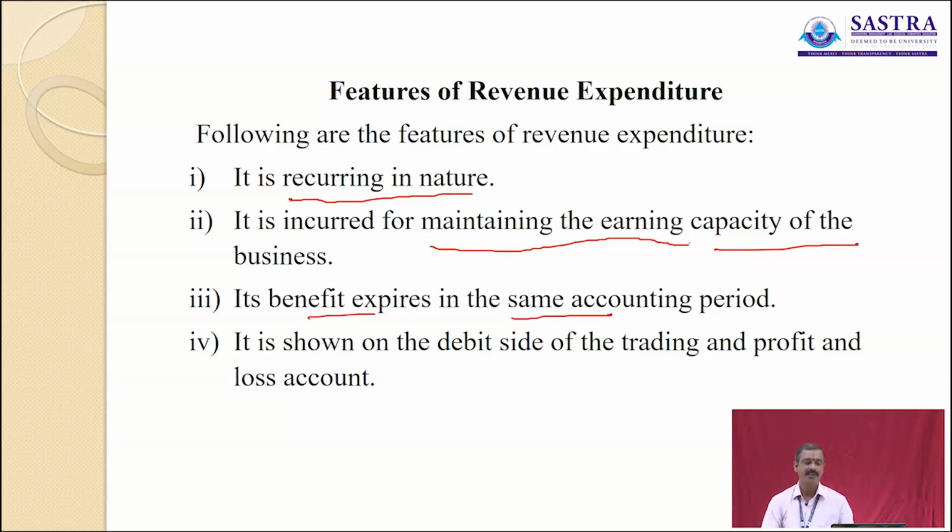Its benefit expires in the same accounting period. It will not go beyond one accounting period. It is shown on the debit side of the trading and P&L account as revenue expenditure.